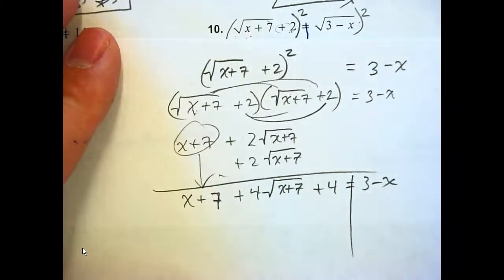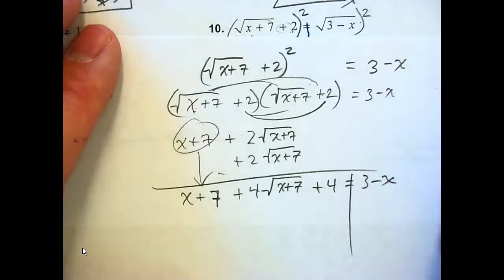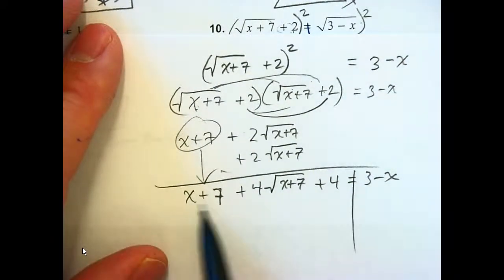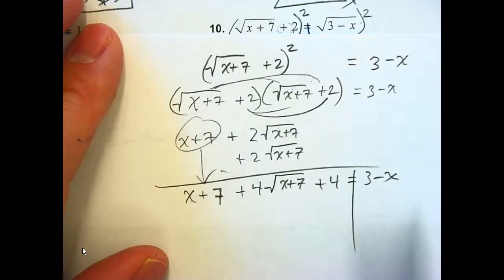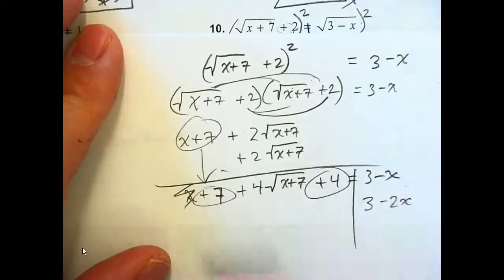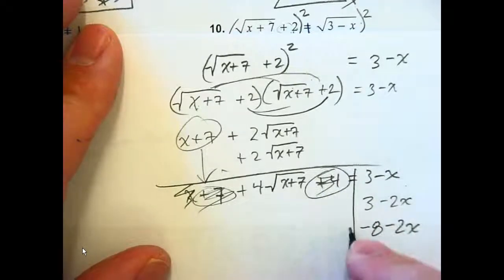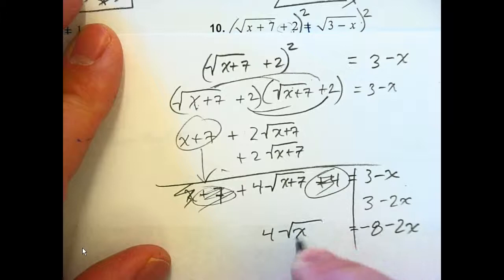Now, let me pause, let you get your breath. Okay? Collect all of our x's. Collect all of our constants. So I have an x here. I can move over. Subtract. It gives me 3 minus 2x. That's now gone. I can move my 7 and my 4, which is 11. I can move that over by subtracting 11, which gives me negative 8. Okay, so now that's gone and that's gone. I have negative 8 equals 4 root x plus 7.